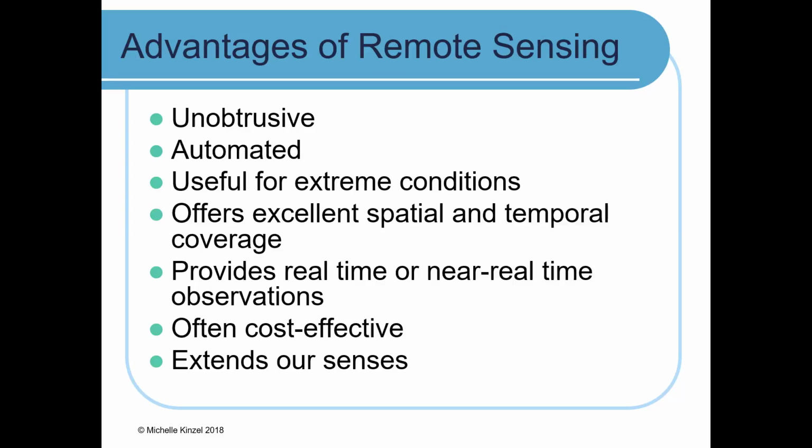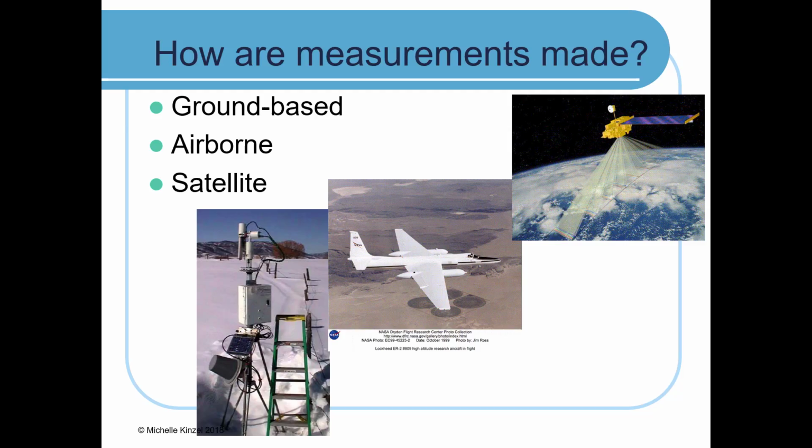There are many advantages to remote sensing. In general, as for most instances, it is unobtrusive, it's automated, it can be useful for extreme conditions such as managing fires or extreme weather events or remote locations such as polar regions. It offers excellent spatial and temporal coverage. It provides real-time or near real-time observations. It's often cost-effective, and it extends our senses.